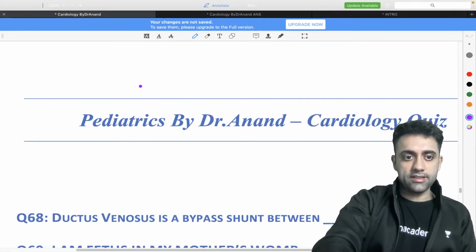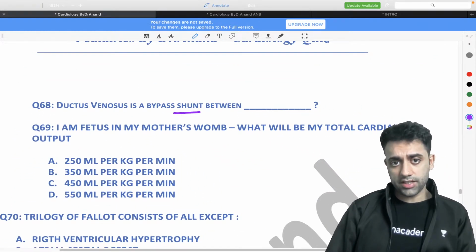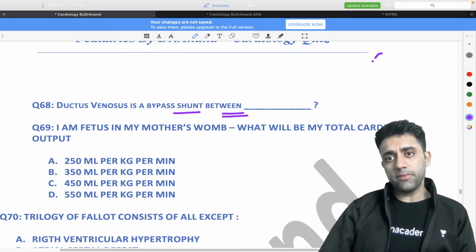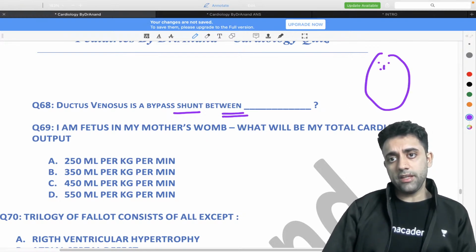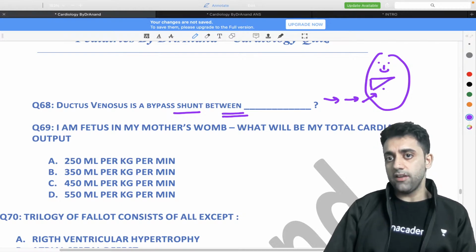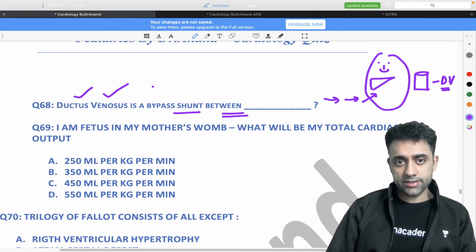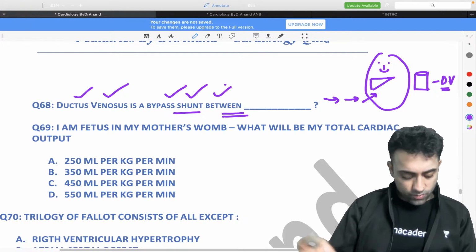Question 68. Yeah, this is a good question. Ductus venosus is a bypass shunt between what and what? You remember the baby, with two arteries and one vein. The umbilical vein with the deoxygenated blood enters the baby, first goes to the baby's liver, where it bypasses the liver with the help of a component known as ductus venosus. Yes or no? So the question is, ductus venosus is a bypass shunt between what and what?